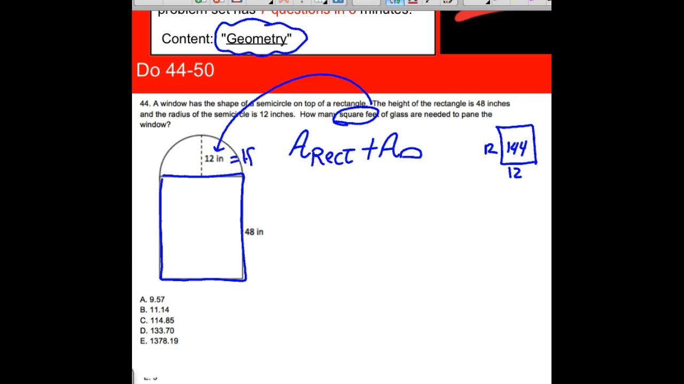So we really have a 1-foot radius and a 4-foot height. The area of the rectangle is length times width or base times height. So it's going to be 4 times this, which is going to be 2 feet because there's 2 radii that stretch across that. So 4 times 2 plus the area of the semicircle. The circle's area is pi times the radius squared, and we have to have half of that.